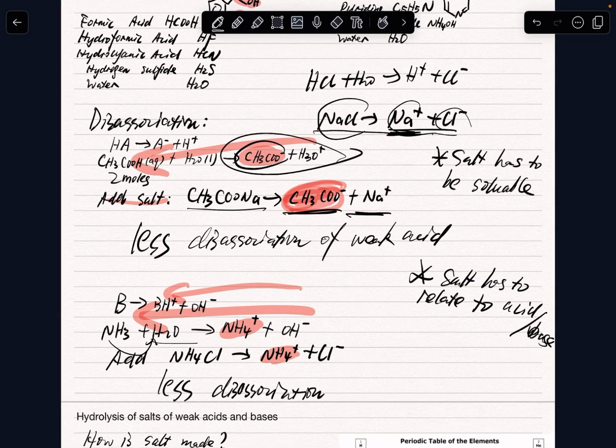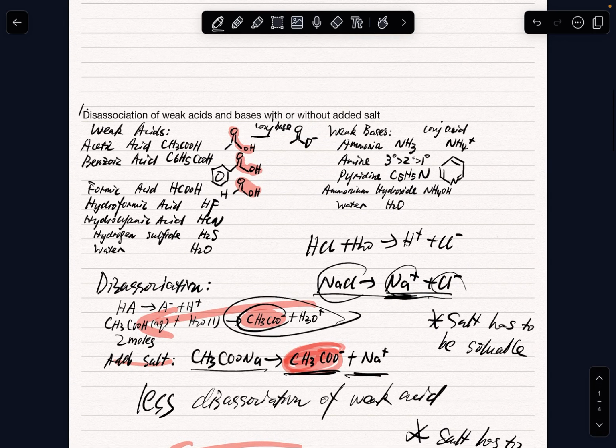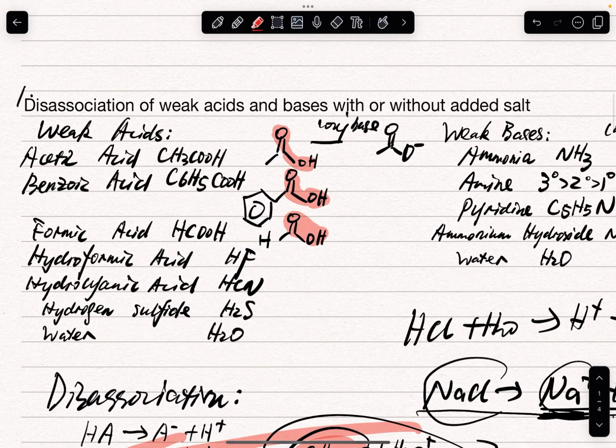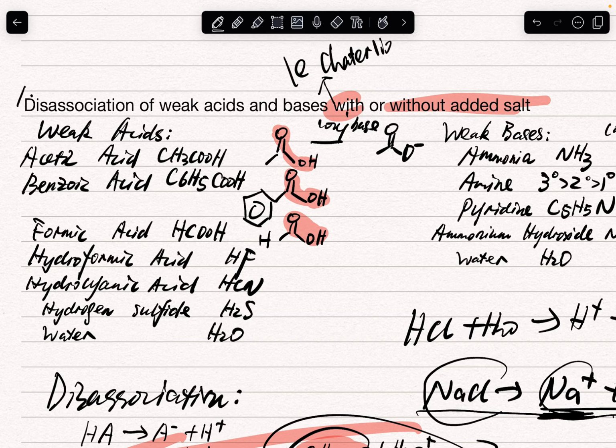That's the two caveats. Okay, so now let's reread this description from AAMC. Then you understand, okay, dissociation of weak acids and bases with or without added salt, right? So this without added salt is really just, okay, it's partially dissociating, not fully dissociating like the stronger ones, right? And then this with part is really just a fancy, confusing way to say what? Le Chatelier's principle.